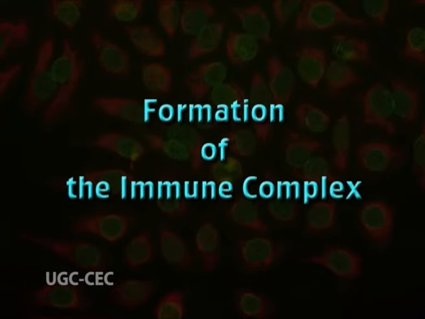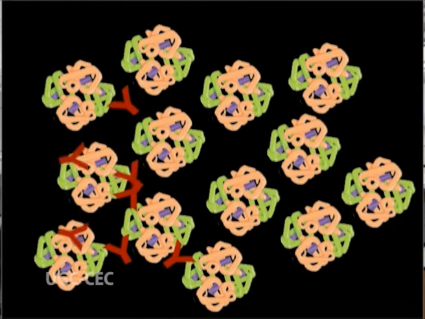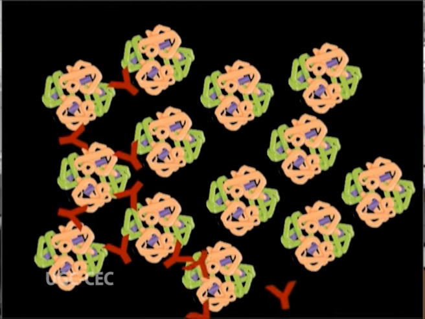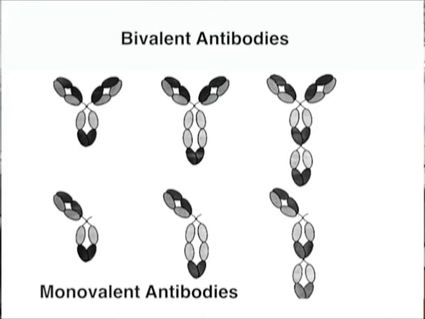Formation of the immune complex. Antigen antibodies interact to form a lattice which grows in size and forms an immune complex. The immune complex will be formed only if the antibodies are bivalent and the antigens are multivalent. This leads to the sharing of antigen antibody valencies, leading to their cross linking and increase in the size of lattice. If the antibodies are monovalent, there will be no sharing of valencies, therefore, no lattice formation.